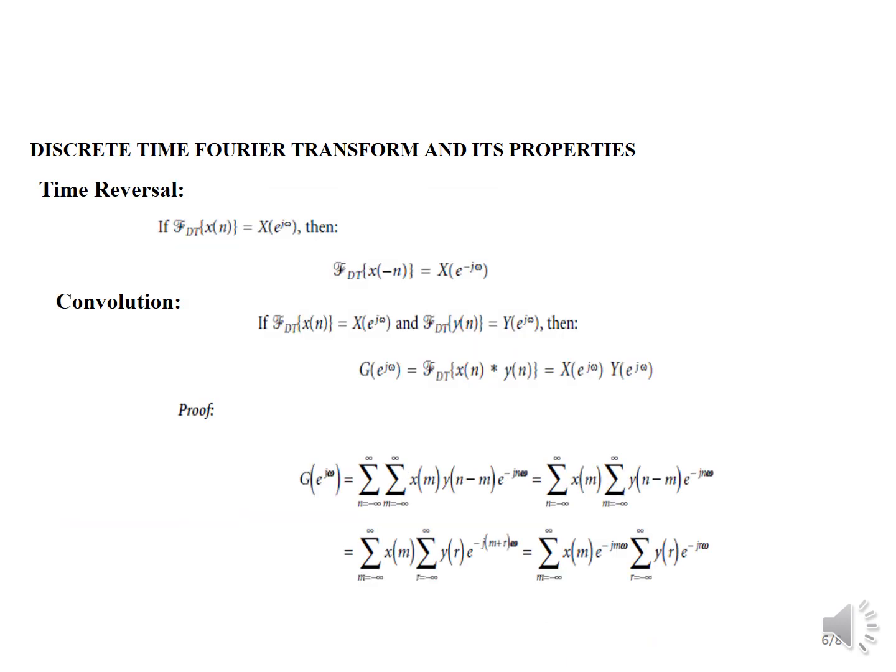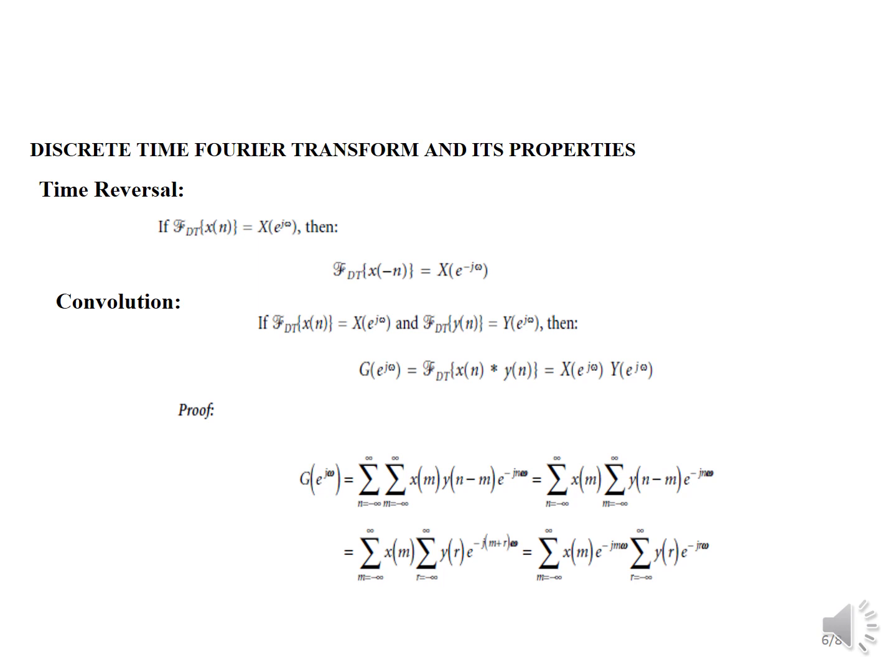Time reversal, that is, if the Fourier transform of x of n equal to X of e power j omega, then we want to prove that the Fourier transform of x of minus n equal to X of e power minus j omega. Second one, convolution. The statement is the Fourier transform of x of n equal to X of e power j omega and the discrete Fourier transform of y of n equal to Y of e power j omega. Then G of e power j omega equal to X of e power j omega into Y of e power j omega. Now we can prove this.